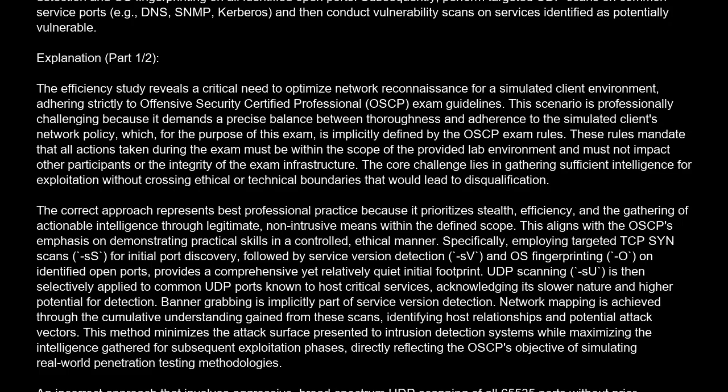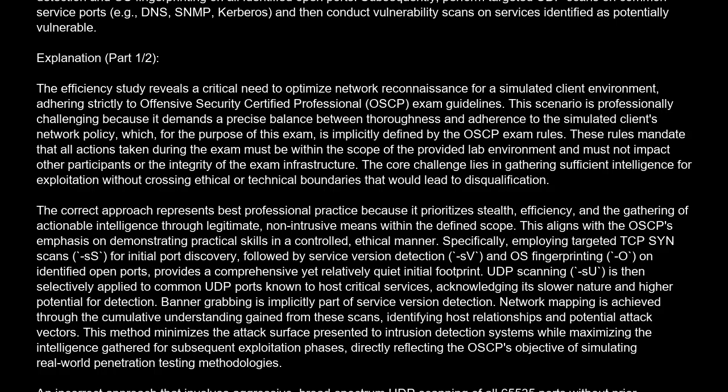Correct answer is C. Initiate a broad TCP/SYN scan across all subnets to identify live hosts and open ports, followed by service version detection and OS fingerprinting on all identified open ports. Subsequently, perform targeted UDP scans on common service ports, e.g., DNS, SNMP, Kerberos, and then conduct vulnerability scans on services identified as potentially vulnerable. Explanation.